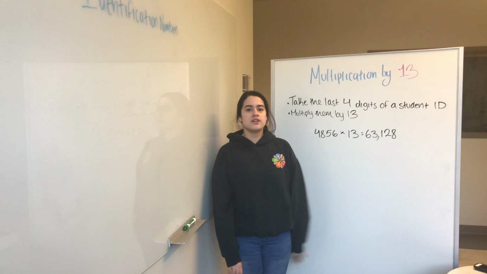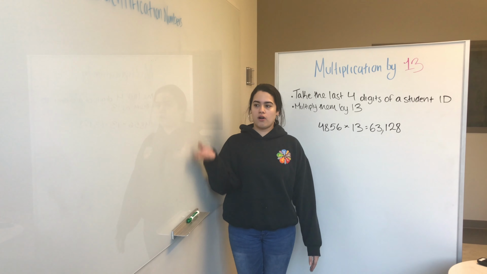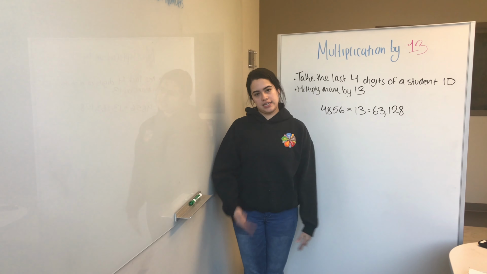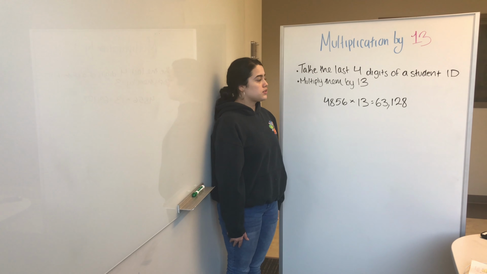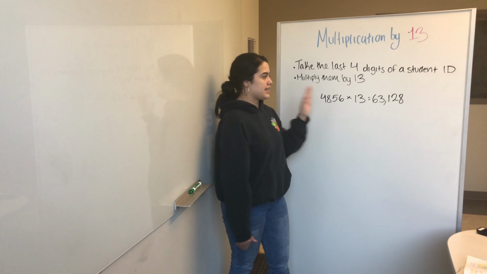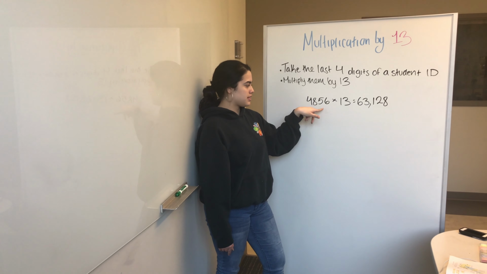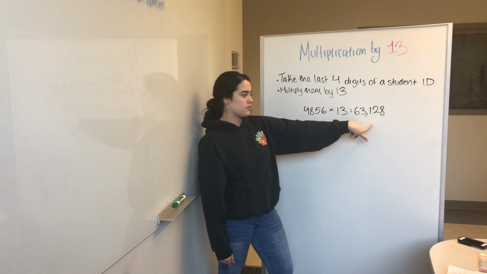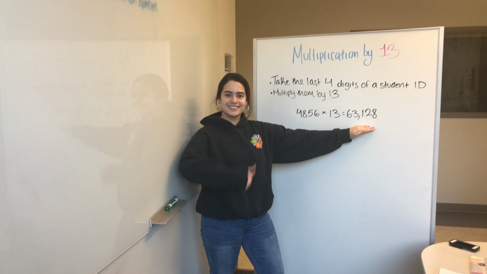Multiplication by 13. Suppose a teacher wants to post the grades of the students out in the hallway. However, they don't want other students to know the students' IDs. This is a way that a teacher can handle this situation. You take the last 4 digits of a student ID and multiply that by 13. For example, 4856 times 13, and the answer will be 63,128. And this will be the identification for the student.